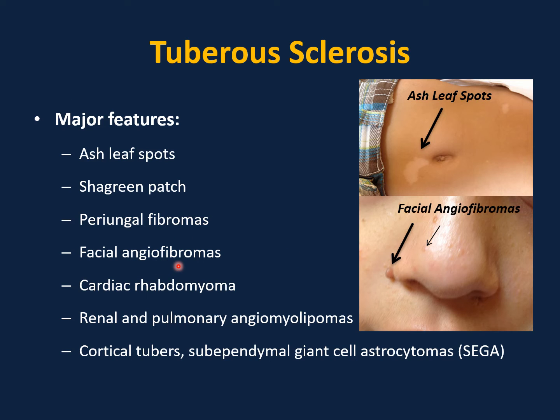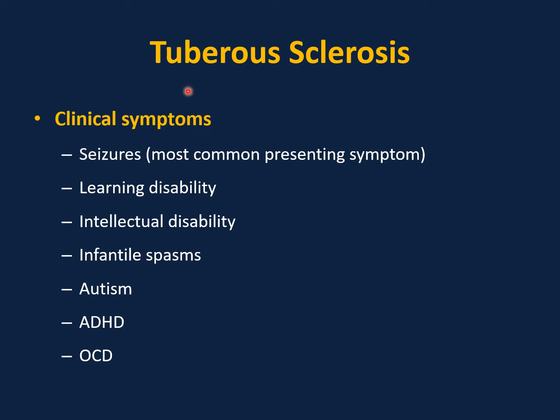Facial angiofibromas, which are similar to acne but do not respond to acne medicine and cluster around the nose. Cardiac rhabdomyoma, renal and pulmonary angiomyolipomas, cortical tubers, and subependymal giant cell astrocytomas, and this can present with obstructive hydrocephalus. Clinical symptoms, very important to know about tuberous sclerosis because it can be missed.